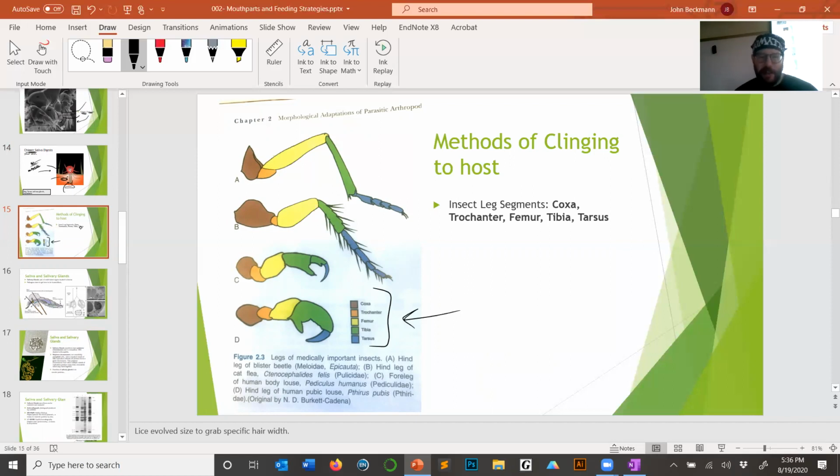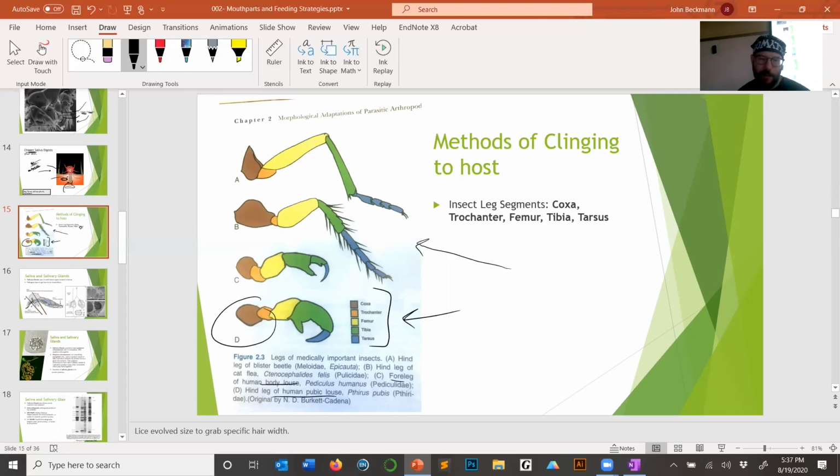I'm not expecting you to know the insect leg parts. But I show this figure because you see that the evolution of these leg parts is similar to the evolution of the mouth parts, in that you have this set formulation of insect legs. And in this case, here's the head louse. Here's the pubic louse. C is the body louse.